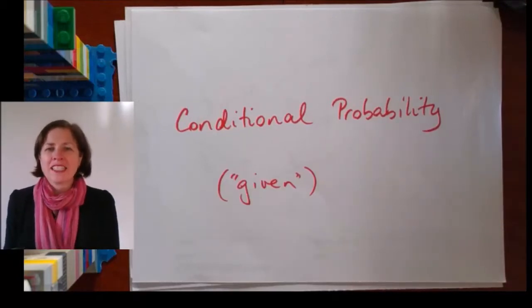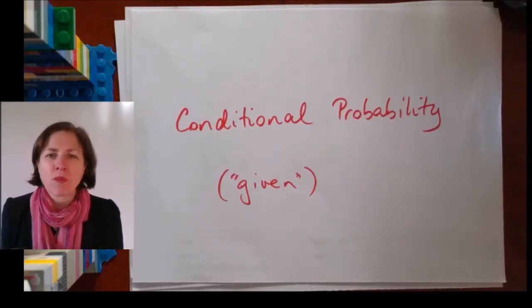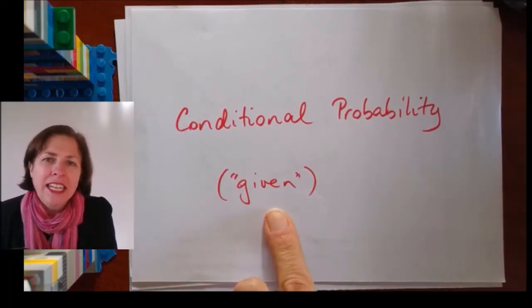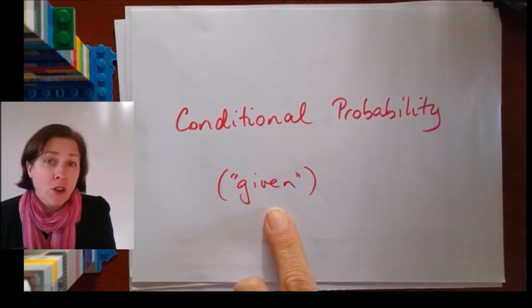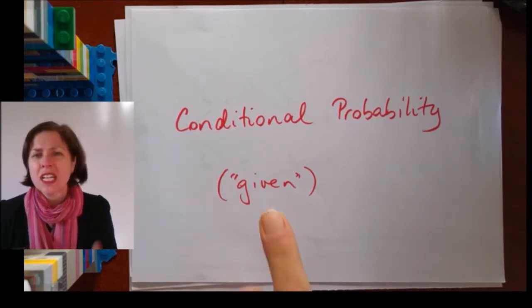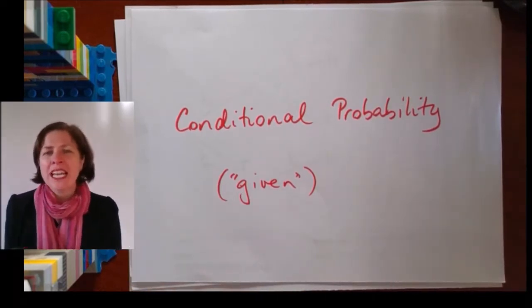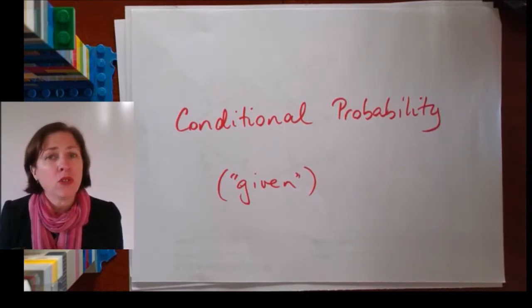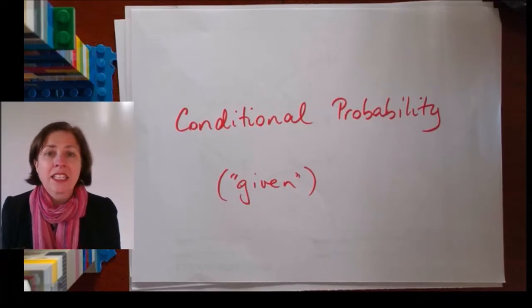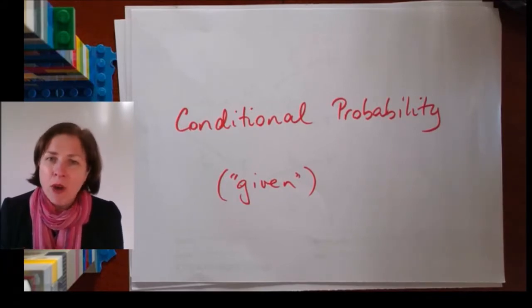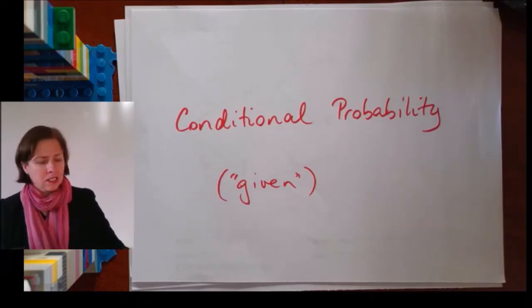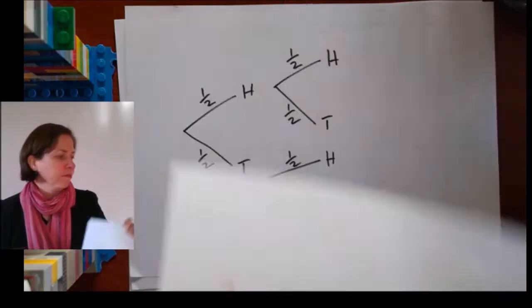Welcome to maths class. Today we're looking at conditional probability, and I've written the word "given" there because "given" is a word that we'll see in lots of questions involving conditional probability. So what is conditional probability? Quite often we have two categories or two steps in an experiment, and if I know the outcome of one, then that's going to change the probability for the other thing. So let me show you an example.